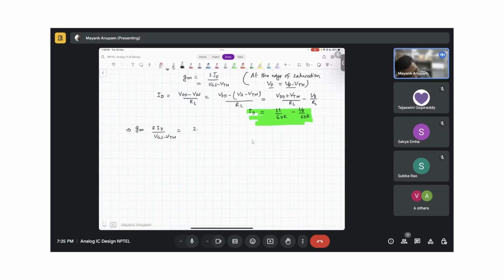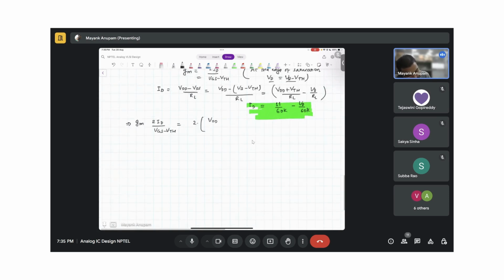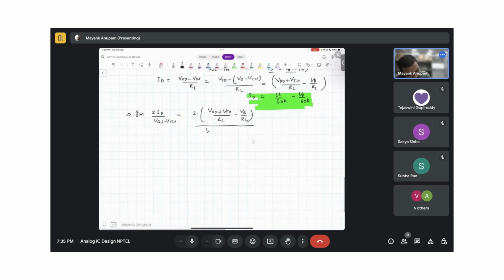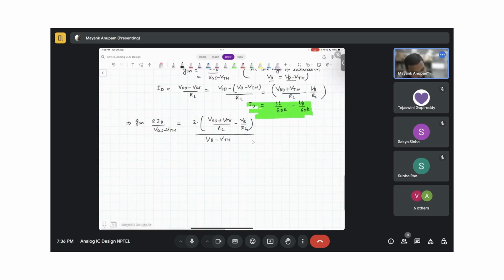2 times ID is, let's keep it in this manner only: 2 times VDD plus VTH upon RL minus VB upon RL. This is our ID. Divided by VGS is how much? VB minus VTH. Okay.